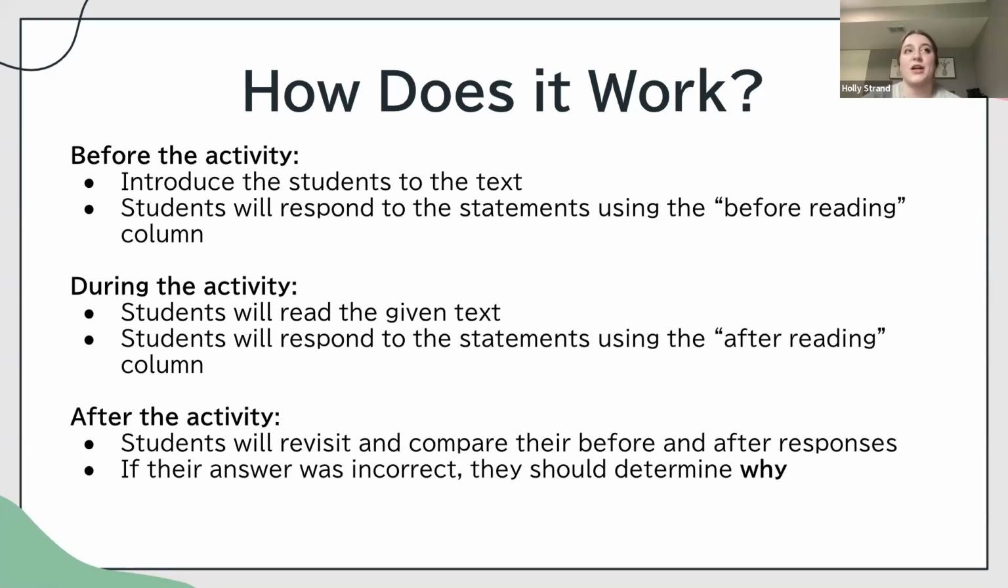So how does this work? Before the activity, you'll introduce the students to the text. If there are images and a title, have them review the title and the images, and think ahead to what this could be about. You'll have a series of statements that students will respond to using the before reading column of the chart. During the activity, students are going to read the given text.